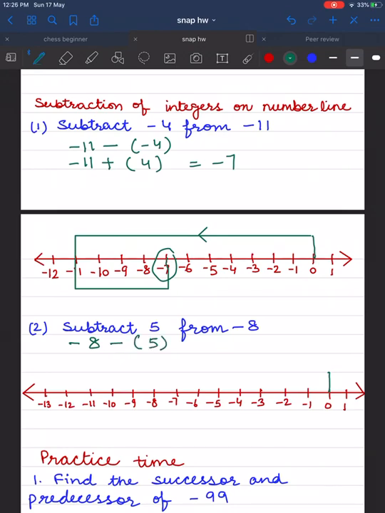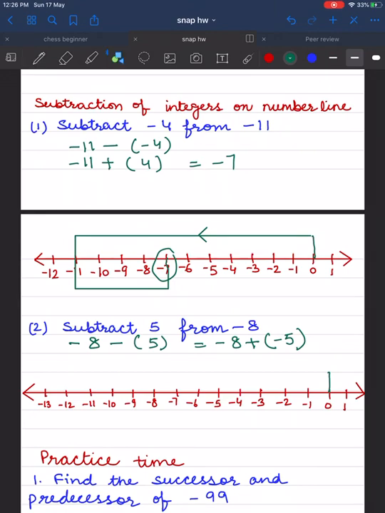Now next is subtract 5 from minus 8. So I write minus 8, then I put the minus sign for subtraction and then I write the second integer, which is 5. Now here I get minus 8. I change the subtraction sign to addition and I take the opposite of plus 5, which is minus 5.